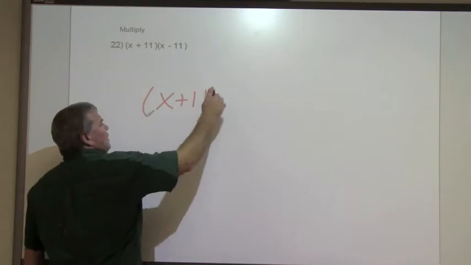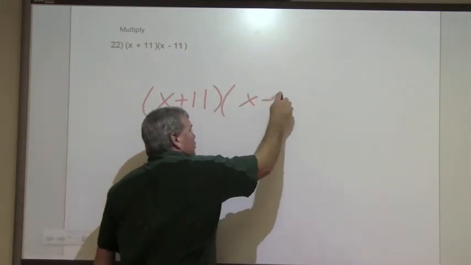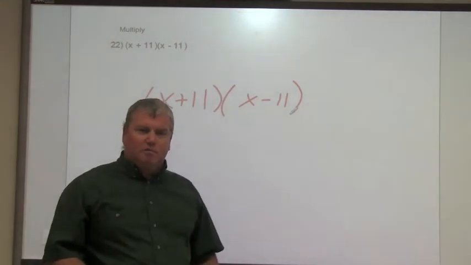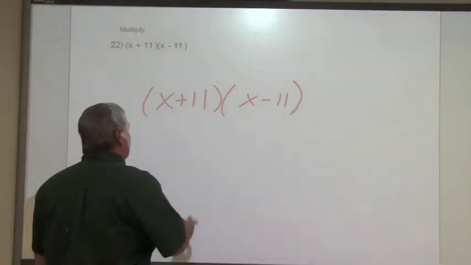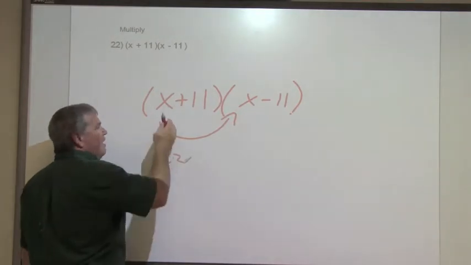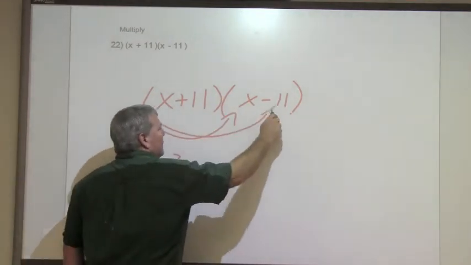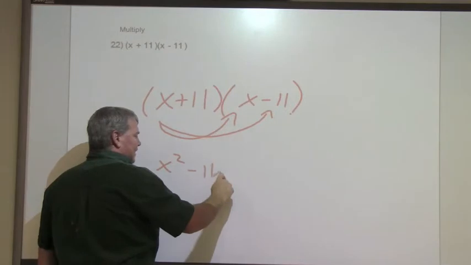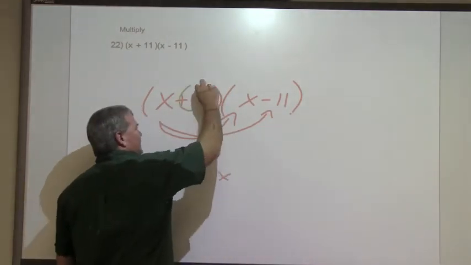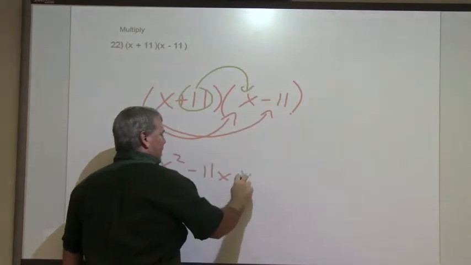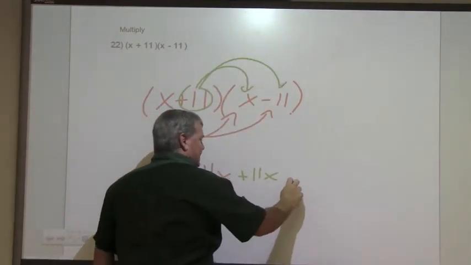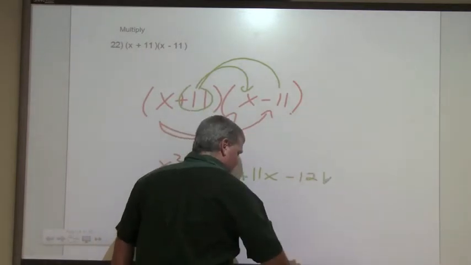This one's a special one, so if you went through the study and everything and you learned the pattern, you could actually do a pattern here, or just multiply it out. I think it's just as easy just to multiply it out. X times x is x squared. X times a negative 11 is a negative 11x. Then we take our second term, positive 11 times x is a positive 11x. Positive 11 times a negative 11 is a negative 121.